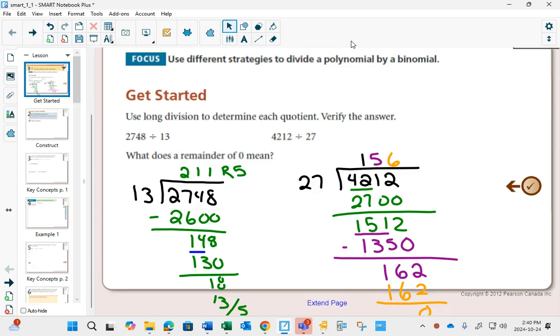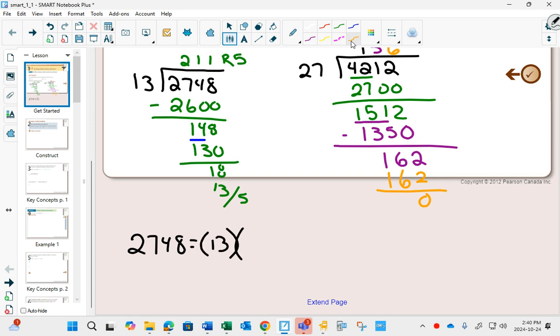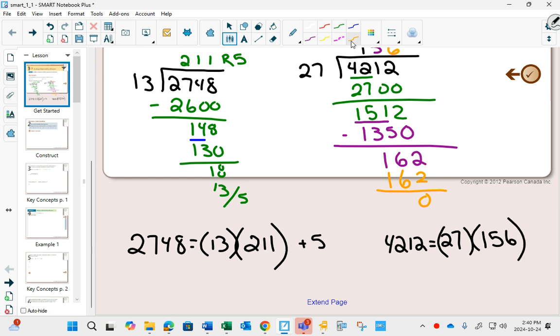Okay? What we're basically saying as an answer here is that 2,748 is equal to 13 times 211. Uh-oh, we're not quite right. We had a remainder of 5. You would have to add 5 to make it work. But the second one, 4,212, is exactly 27 times 156, was it? I can't read. 156. That one works out perfectly.